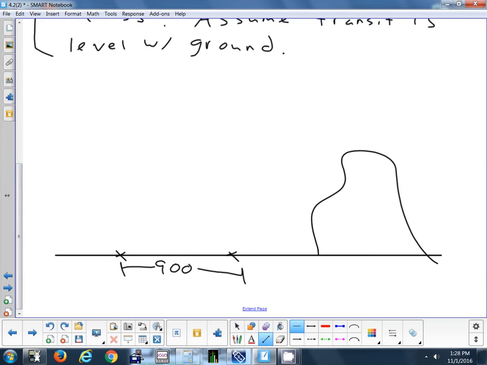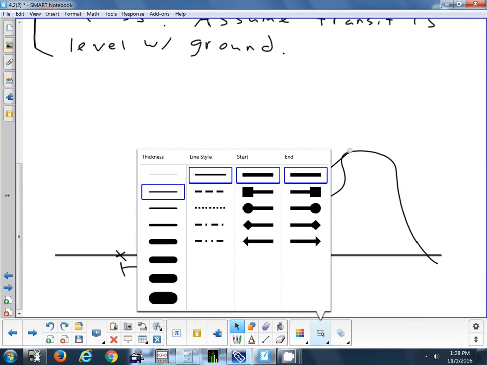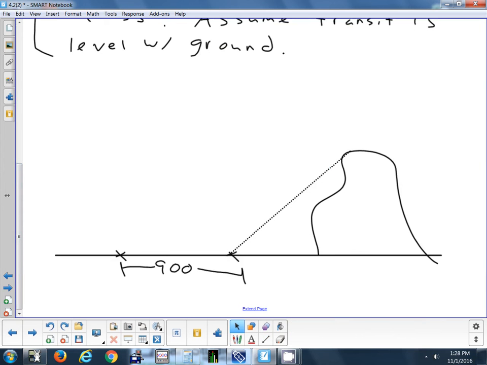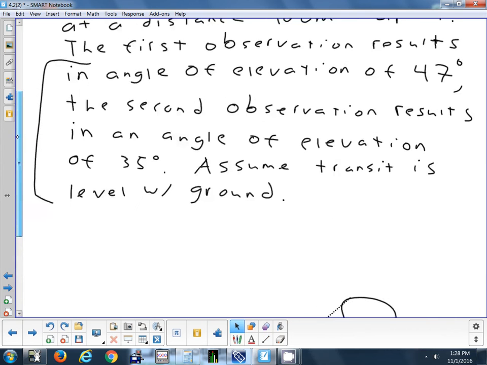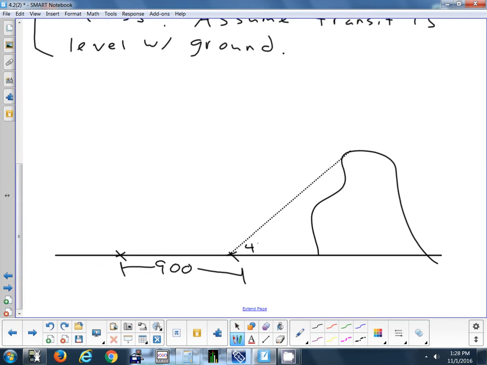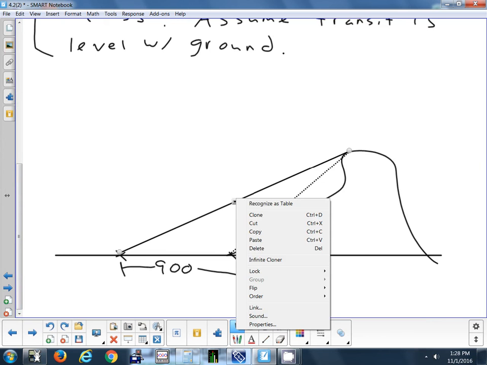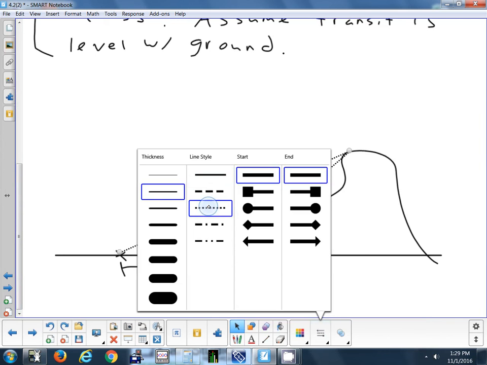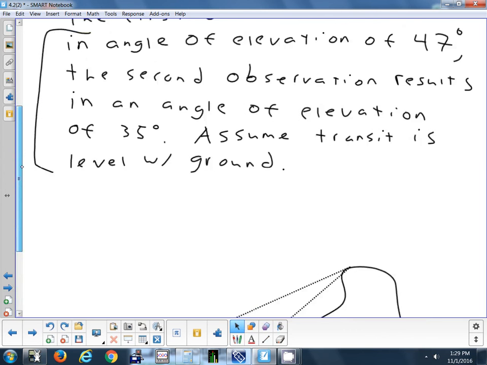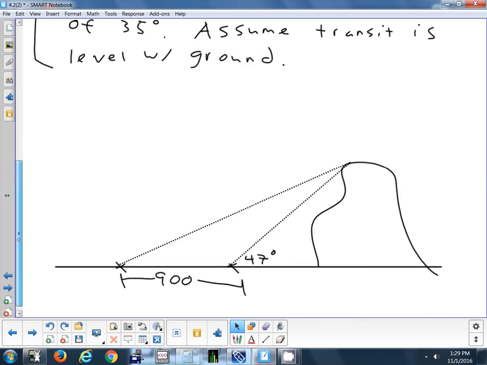And the first time, the surveyor is going to measure the angle to the top of the mountain. And I'm going to put that as a dotted line. The first time that he measures the angle, what does he get? 47. Then the surveyor backs up 900 meters and does the same thing again. Measures the angle to the top of the mountain. I'll put that as a dotted line. At the second time, he gets an angle of 35.